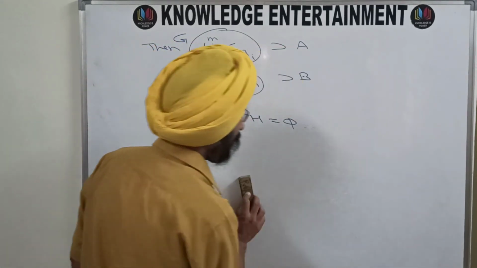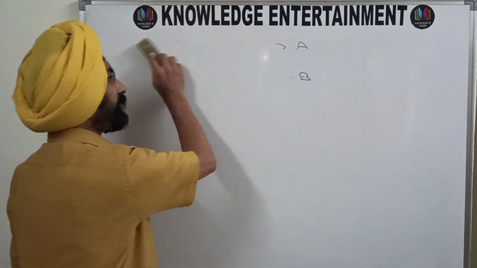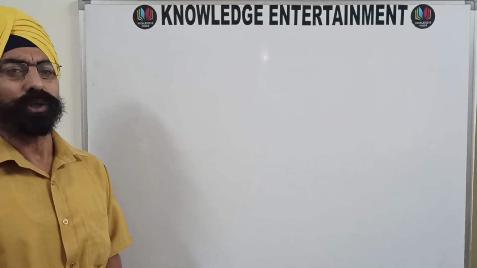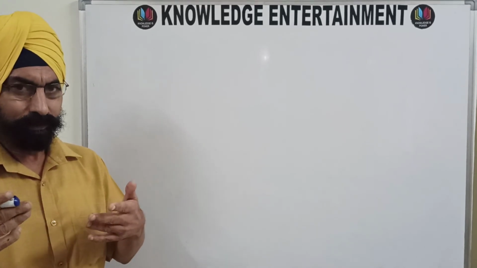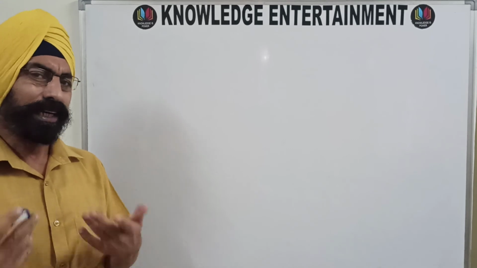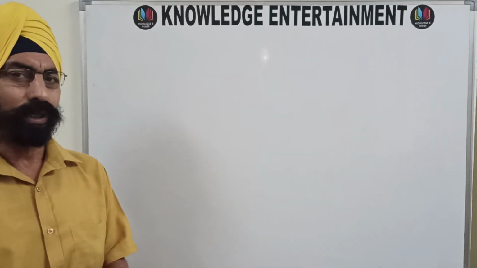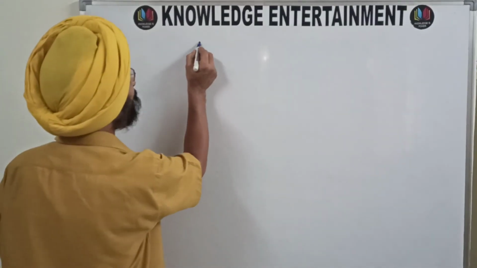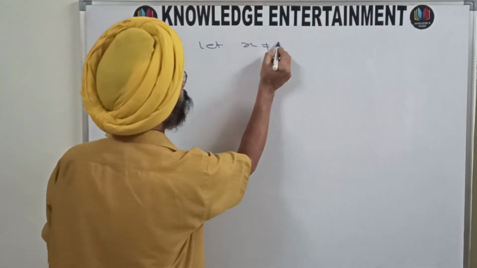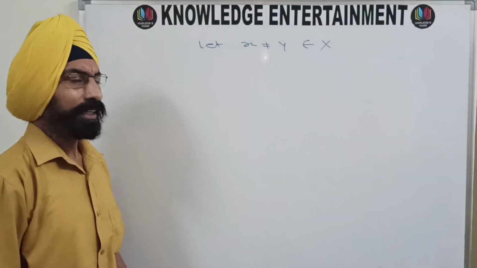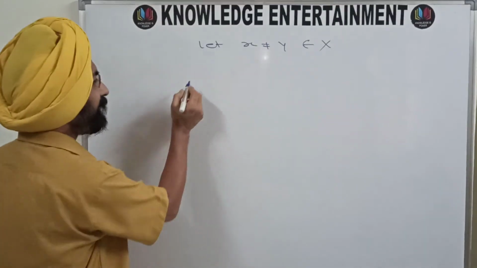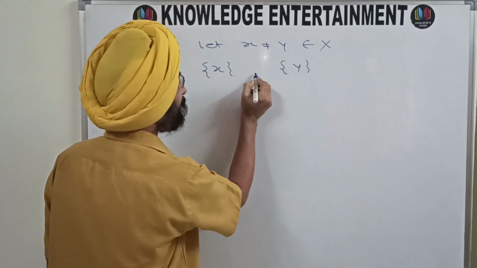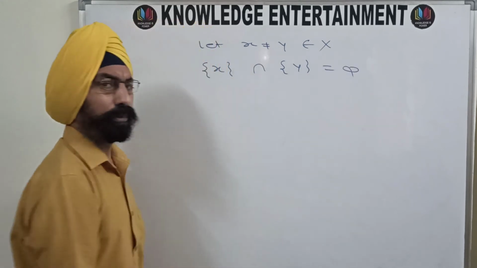Conversely, we will suppose that the given condition holds. That means every pair of disjoint compact sets can be separated by a pair of disjoint open sets. And what we have to show? We have to show that the topological space is Hausdorff. For Hausdorff space, let X and Y be two distinct elements of X. Consider the singleton set X and the singleton set Y. Their intersection will definitely be phi.